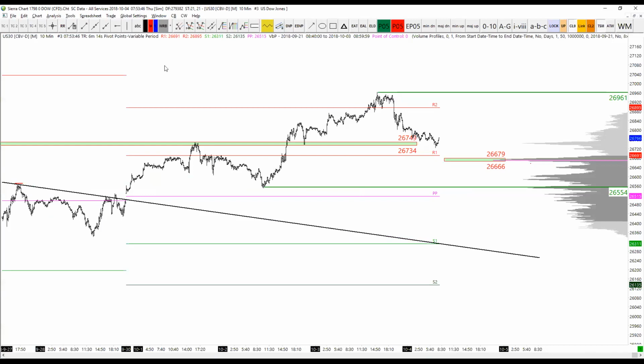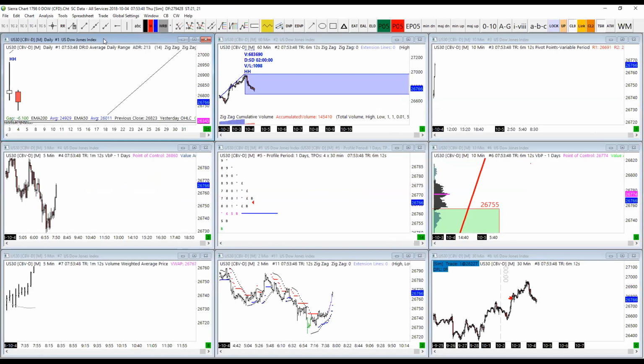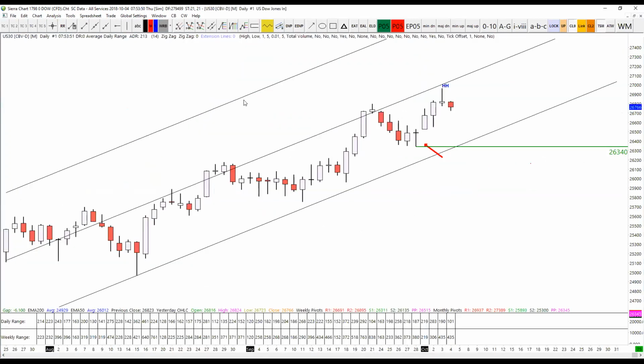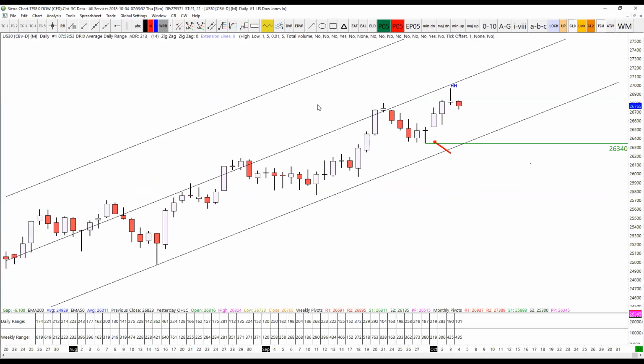For the Dow, really, really interesting day yesterday, where again, another all-time high. The trend is pretty obvious. Give this to a 3-year-old and they'll tell you that it's going up. How far it will continue, it's difficult to say.